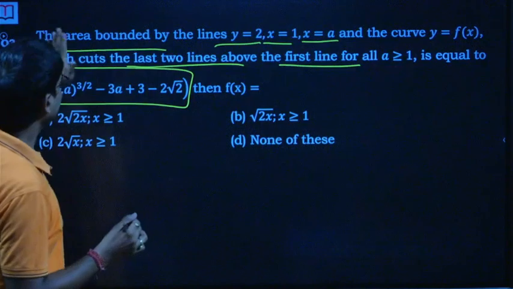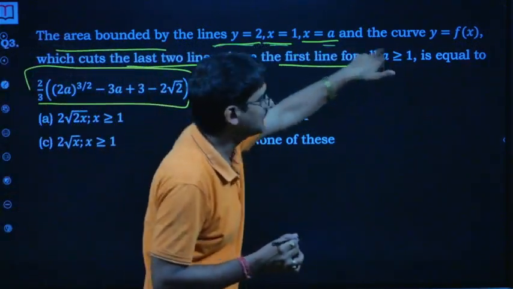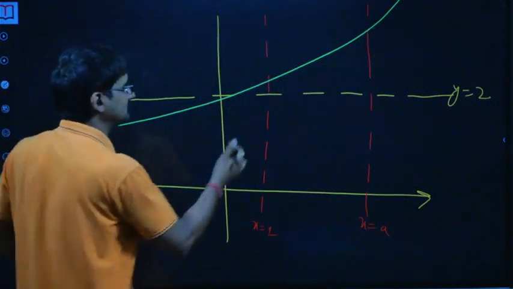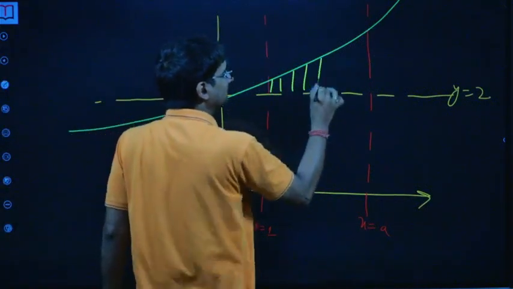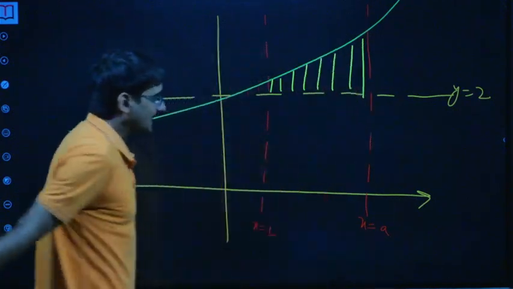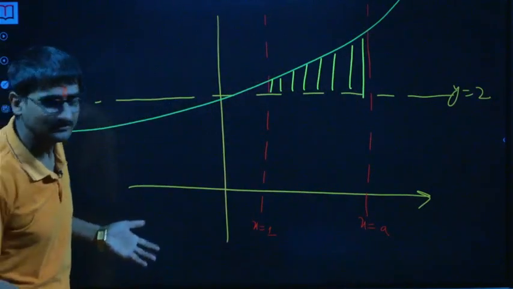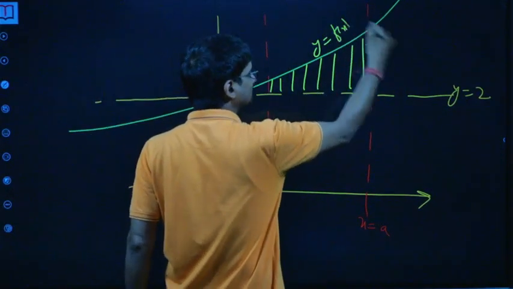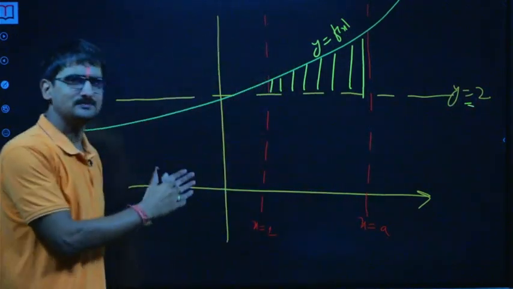Now the question is the area bounded by the line, this, and the curve. So where is that bounded region? So the bounded region is this one, isn't that, all of you? That's the bounded region. So now what? Again see, the upper curve is y is equal to f of x, the lower curve is y is equal to 2, bounded between 1 to a.